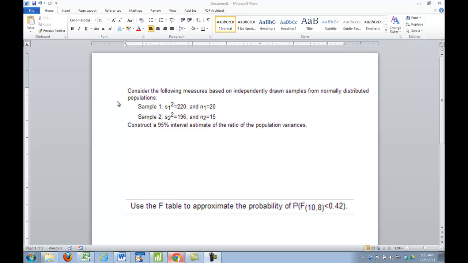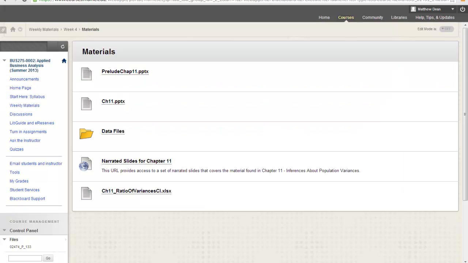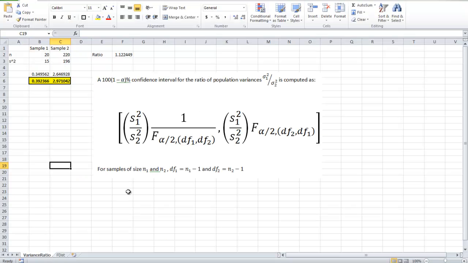The book doesn't really get into this. The book mostly talks about hypothesis testing. But I have put on Blackboard, under weekly materials, week 4 materials, chapter 11, ratio of variances, CI for confidence interval. It's an Excel spreadsheet. So if I go to that Excel spreadsheet, I give you how you can calculate it by hand. Right here is the formula. And then I go ahead and do it and get the interval here for you.